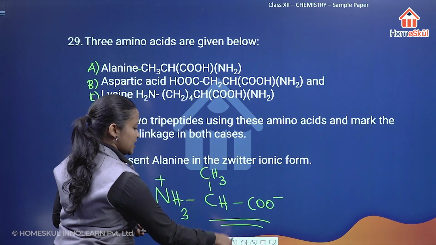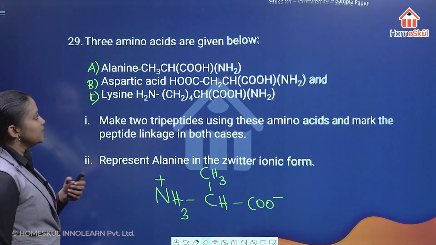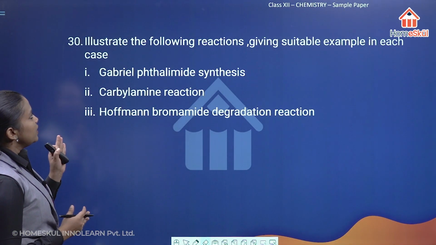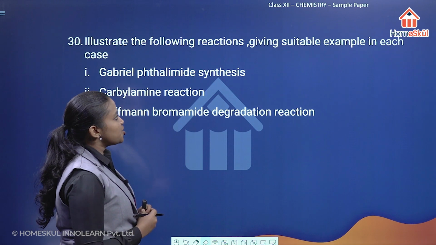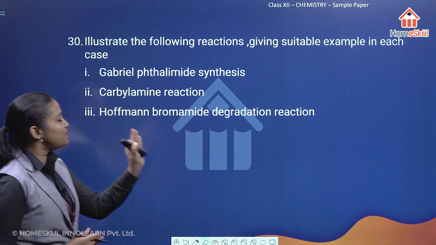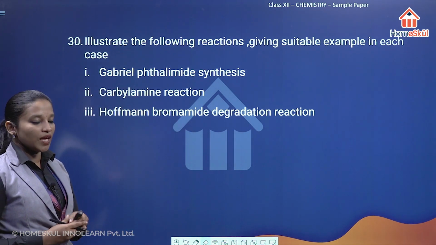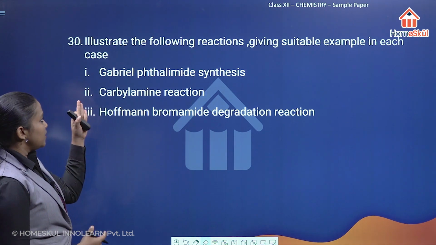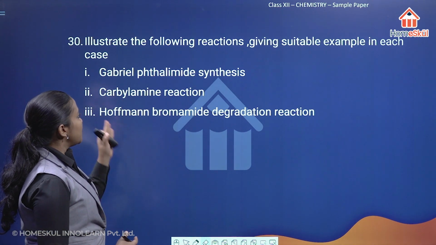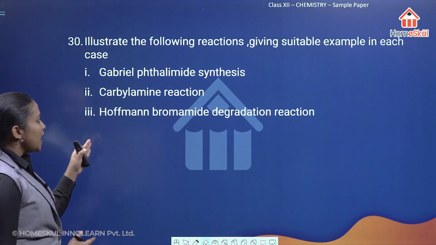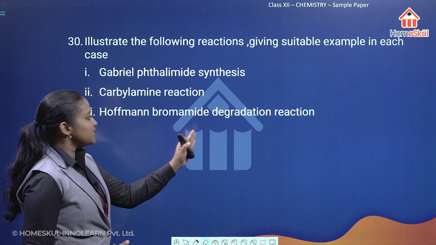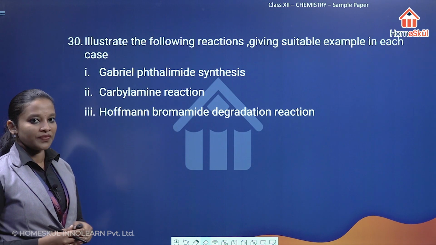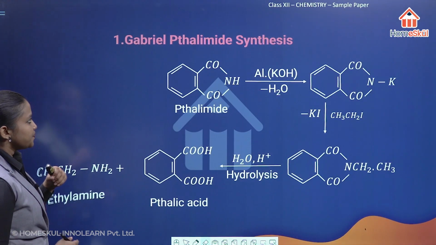Now, moving on to the next question. Illustrate the following reactions giving a suitable example in each case. We have 3 reactions here which are related to amines: Gabriel phthalimide synthesis, carbylamine reaction, and Hofmann bromamide degradation reaction. Let's see each one.